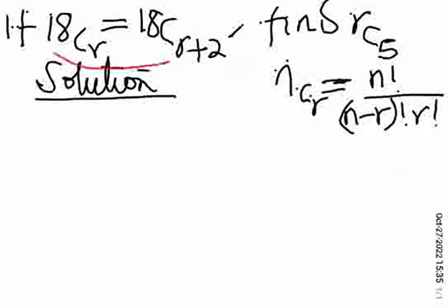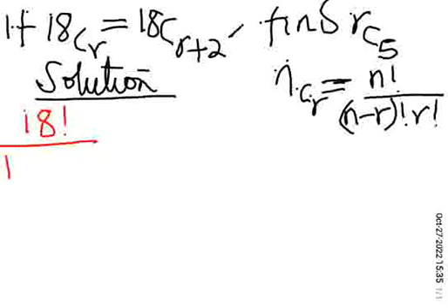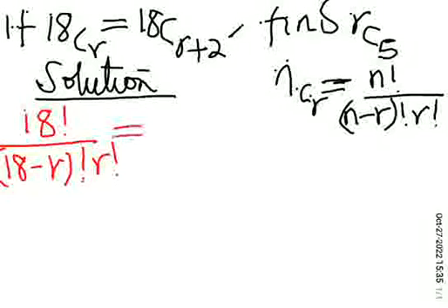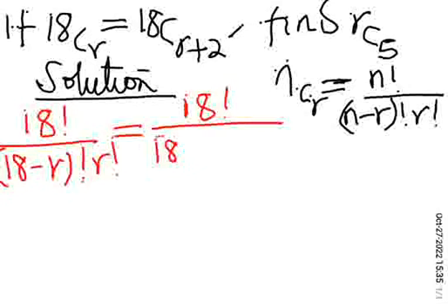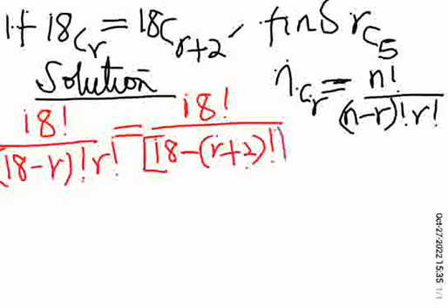So applying that to this expression, on the left-hand side, we're going to have 18 factorial over 18 minus R factorial multiplied again by R factorial. On the right-hand side, we're going to have 18 factorial over 18 minus R plus 2 factorial, again multiplying R plus 2 factorial.